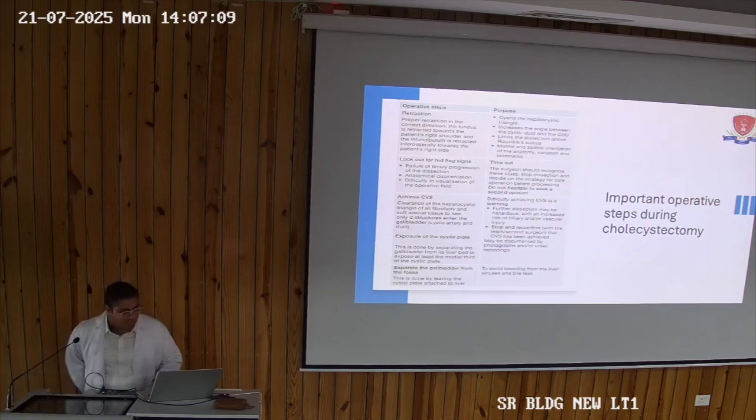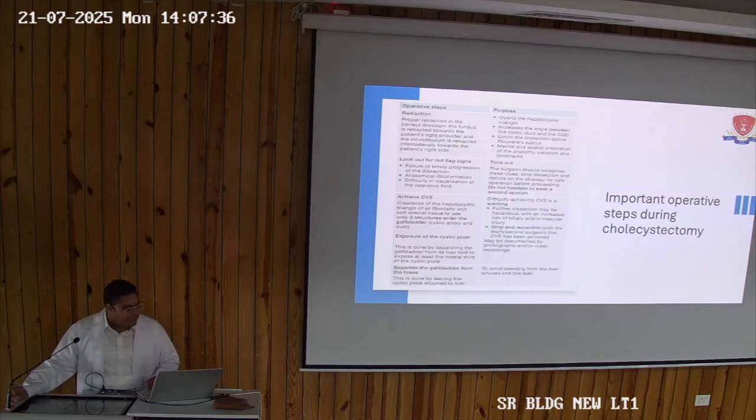What is its purpose? If we find any difficulty achieving the critical view of safety, it is a warning. Further dissection may be hazardous with an increased risk of biliary or vascular injury. We should stop and reconfirm with a second surgeon that the CVS has been achieved. When the CVS has been achieved, then only we should proceed with further steps. It may be documented by photographs or video recordings.